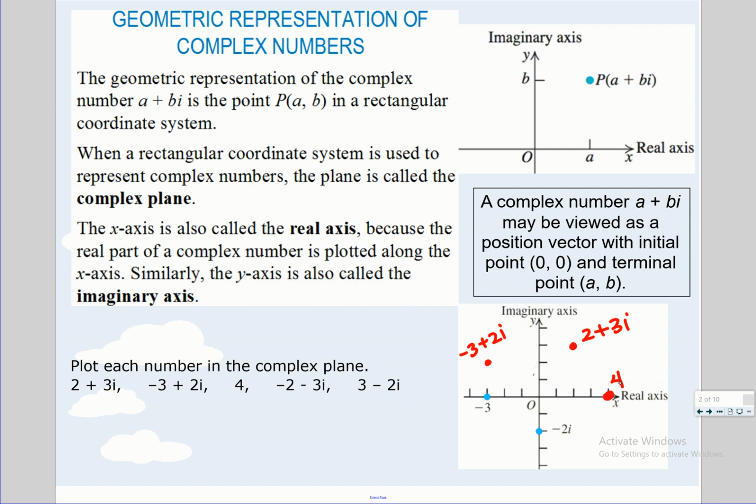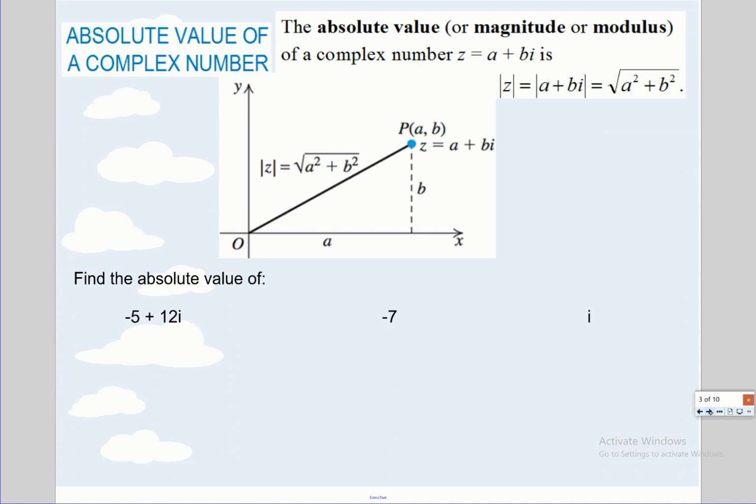Negative 2 minus 3i is going to place me in what quadrant? Quadrant 3. Negative 2 minus 3i. And then 3 minus 2i is going to end up in quadrant 4. 3 to the right, 2 down. Okay, makes sense? Any questions with that? Quick little slide.